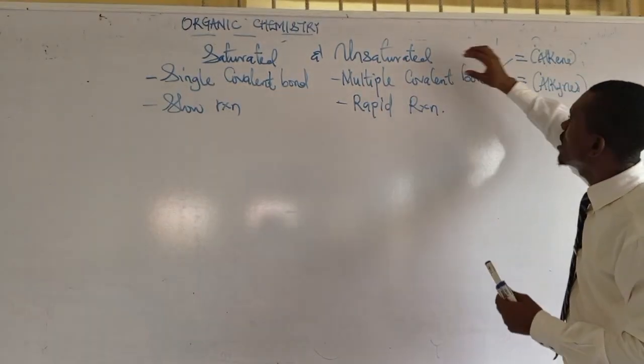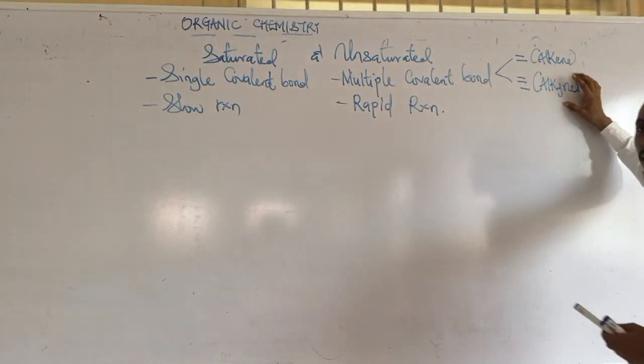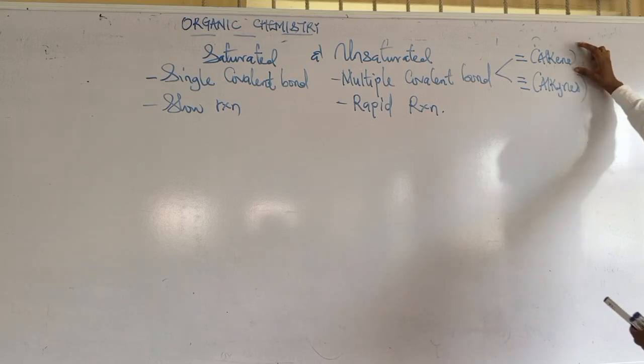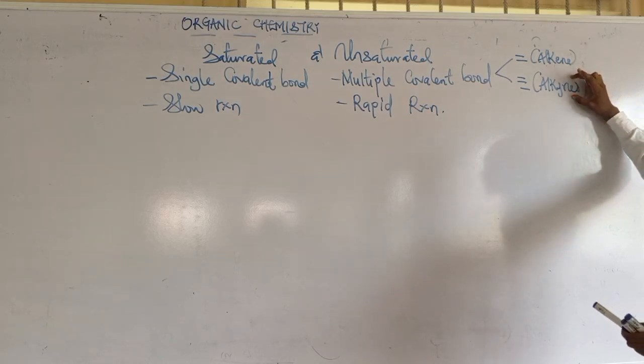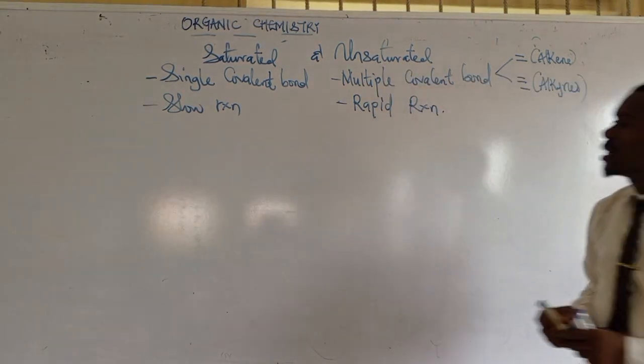But within this unsaturated group, the alkynes are more reactive than the alkenes. Why? Because they have a higher degree of unsaturatedness. So that is the reason why they are more reactive.